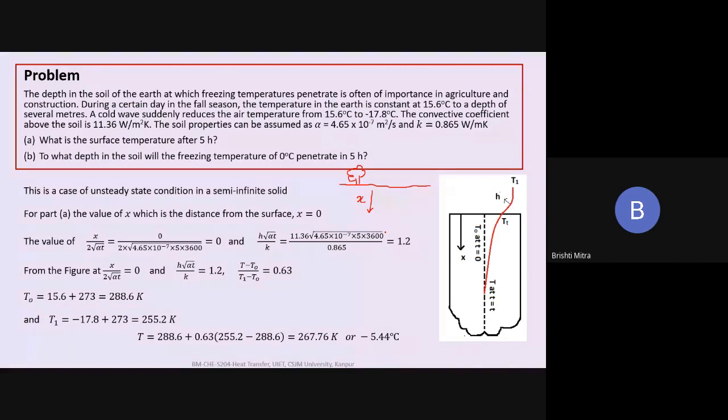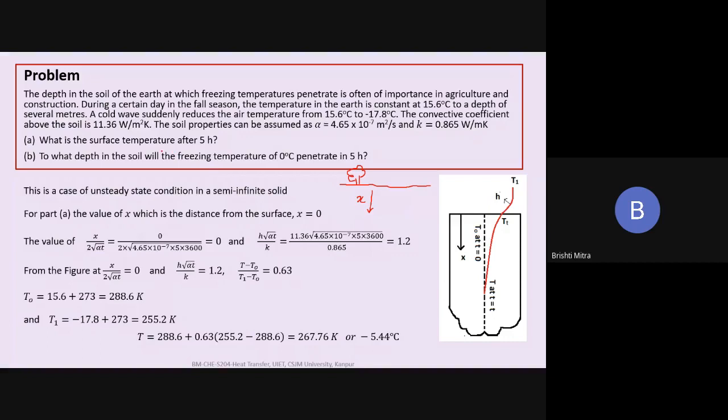This is a situation we don't see much in our country, but in cold countries or in regions of our country like Kashmir, where it's very cold and we have snowfall for a large part of the year. These kinds of practical problems lead to this kind of unsteady state heat transfer.